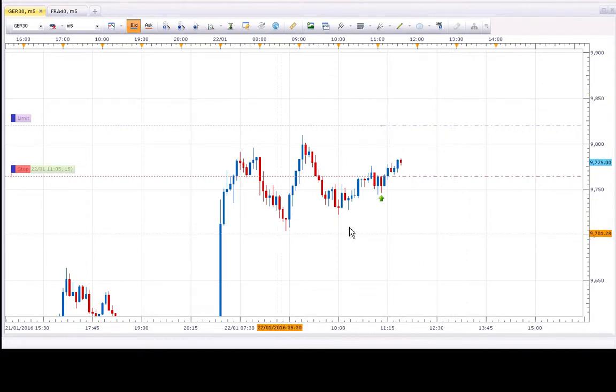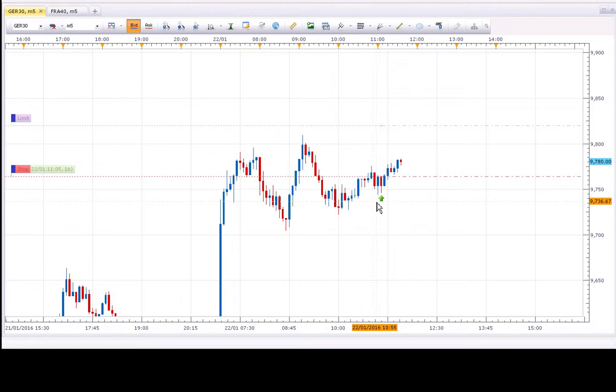Well, I had a 25 point stop loss on here, so I would have risked 25 points. It didn't go down there, it didn't stop me out. But it continued moving to the upside. So it's just a good way of moving your winners.